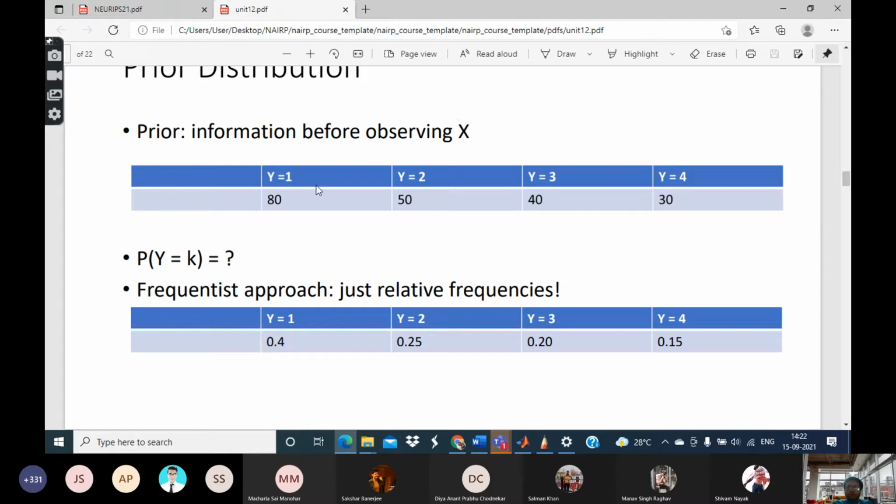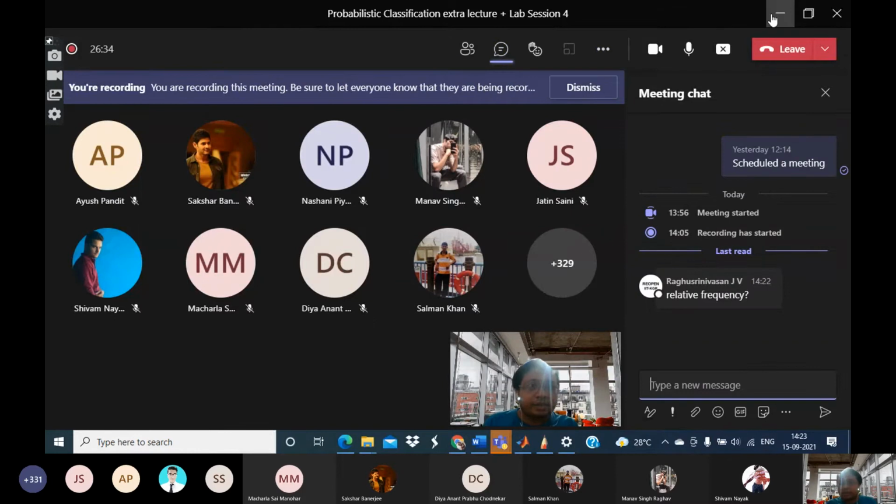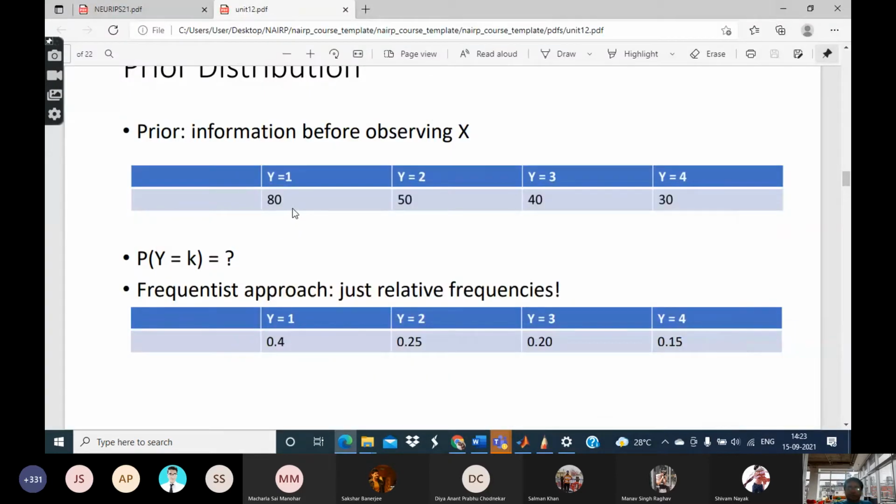So remember that we have not observed x at all. So forget x and concentrate only on y. In this data set, we find that out of 200 examples, there are 80 examples where y is equal to 1. Yes, relative frequency. There are 50 examples where y equals 2, 40 examples where y equals 3, and so on. So basically you can just calculate the relative frequencies of the different class labels from the training data set.